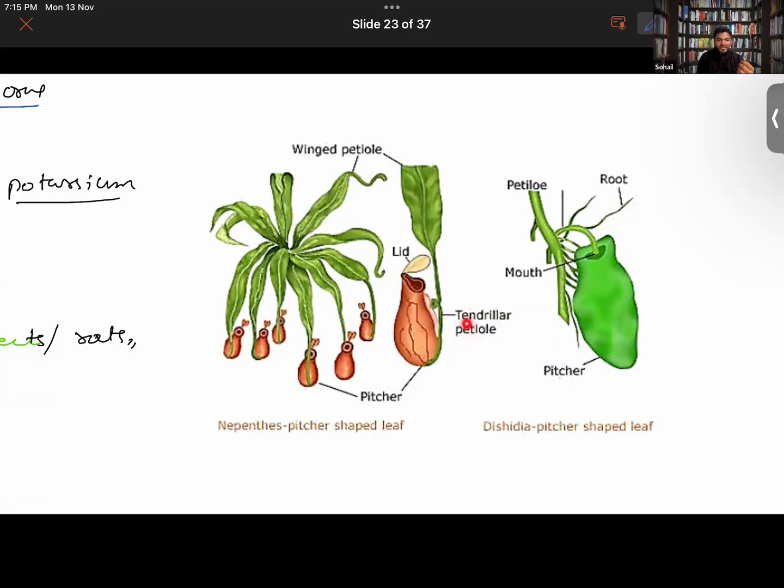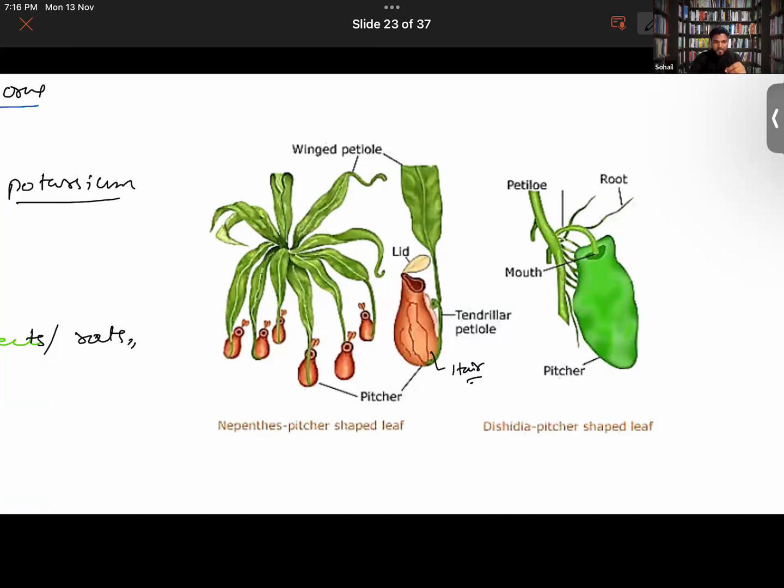Whenever an insect comes in contact, the insect will sit inside. If they go inside this, they get stuck in the inner walls of the plant, and then the lid closes, and then the plant eats it. Exactly. So what basically happens, whenever an insect goes inside it, first of all, it will be entangled in the juicy substance in it. Also, there are hairs present inside this pitcher. Due to that also, the insects will be entangled.